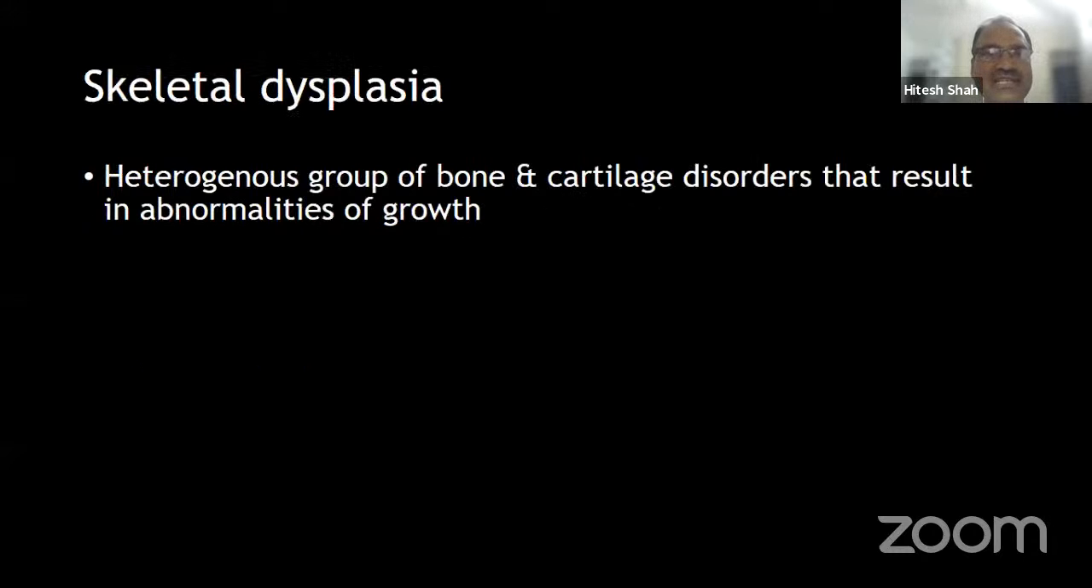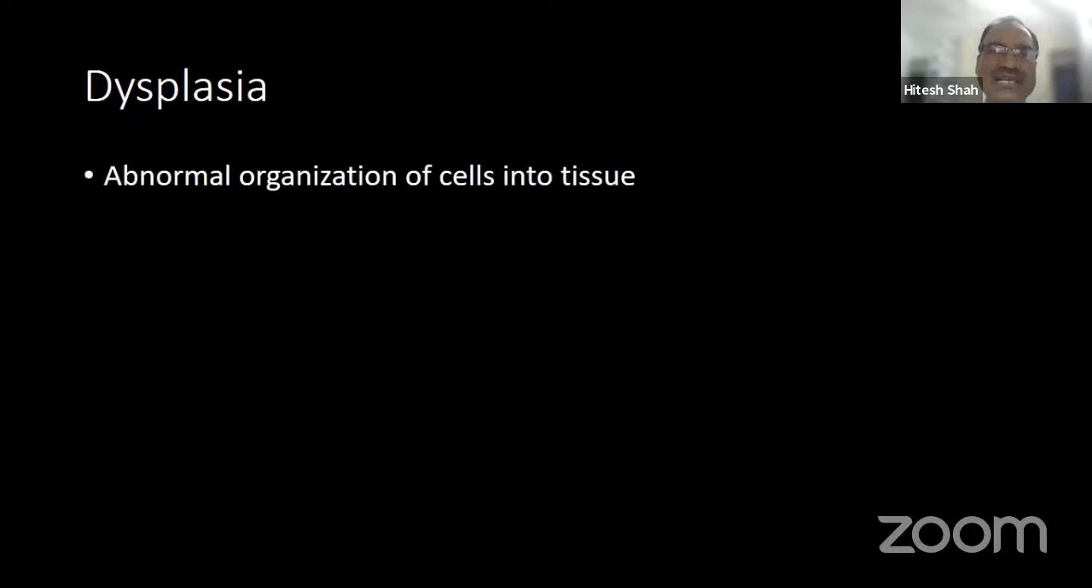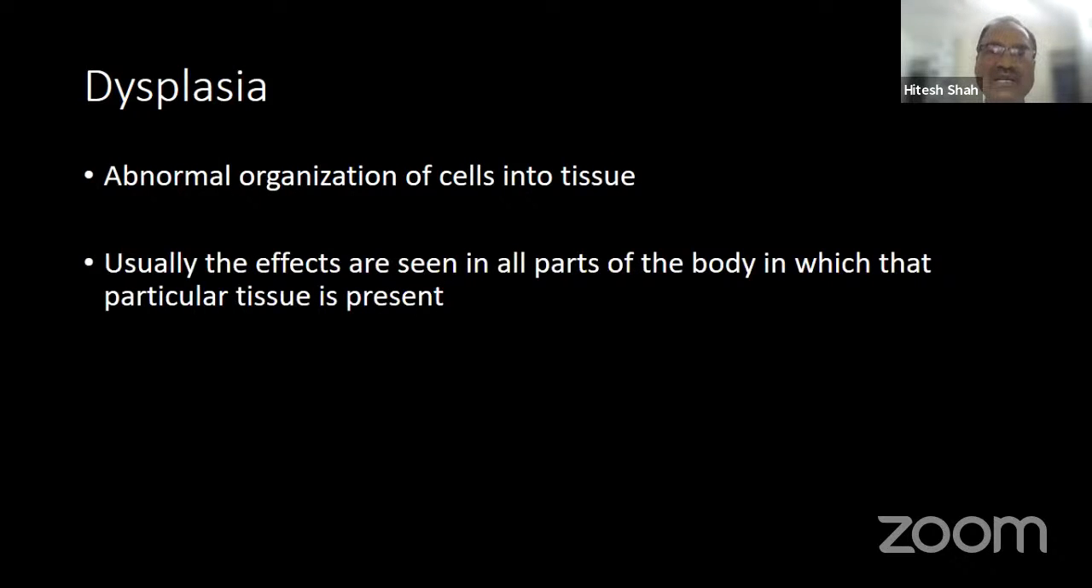So skeletal dysplasia is a heterogeneous group of bone and cartilage disorders that result in abnormality of growth. Basically, when we talk about dysplasia, it is the abnormal organization of cells into tissue, and it usually affects the entire skeletal system. And when that particular tissue is present, whether bone is affected, it will involve the entire bone. If it is a metaphyseal involvement, the entire metaphysis will be affected. Or it may be an osteosclerotic or osteopenic type of condition.